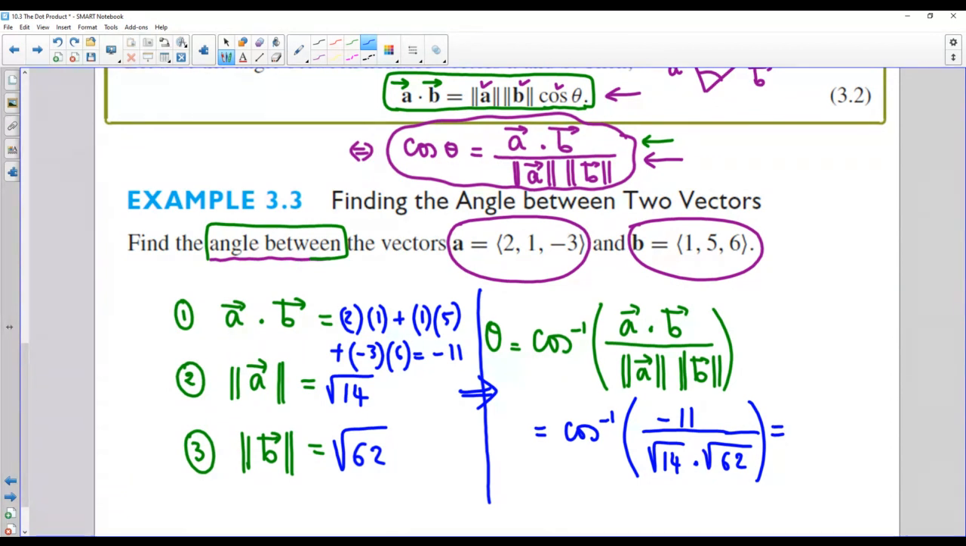Okay, minus 0.37. I want the angle, yeah? Just use cosine minus 1 directly. Go to shift cosine, and then you enter all of this number. Is it 112 degrees or something? Can you check it, please?